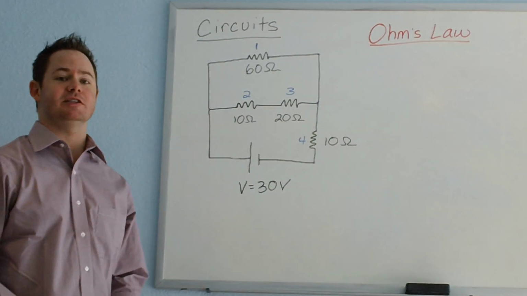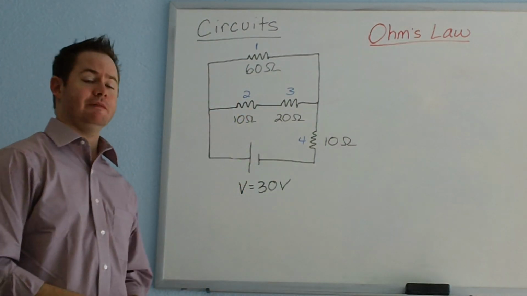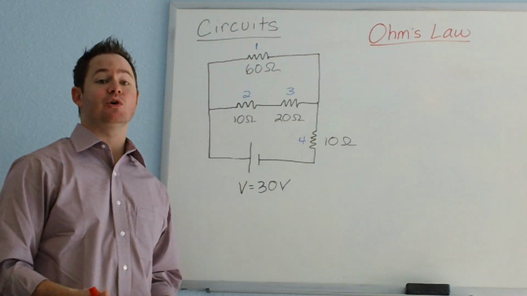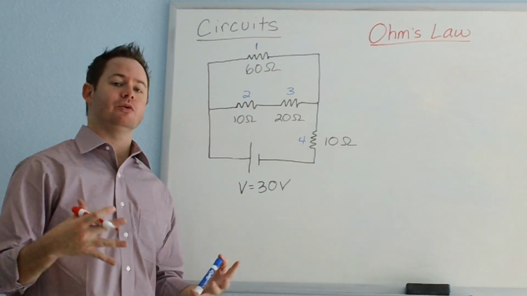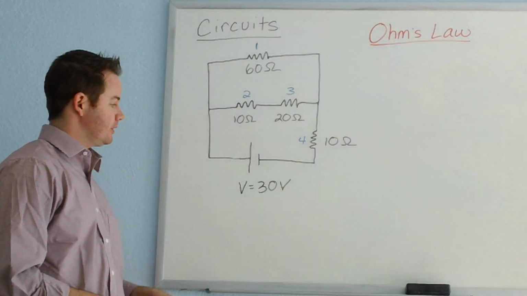Hi, and welcome to today's lesson on circuits. Here we're going to take a look at a complex circuit, and we're going to learn how to calculate the equivalent resistance, which means the total resistance of the circuit as a whole. So let's take a look at what we have here.